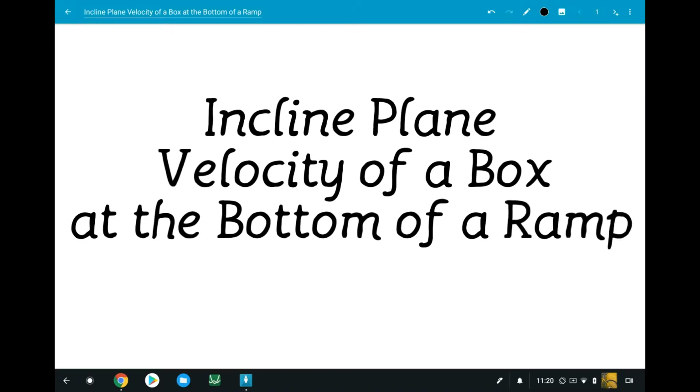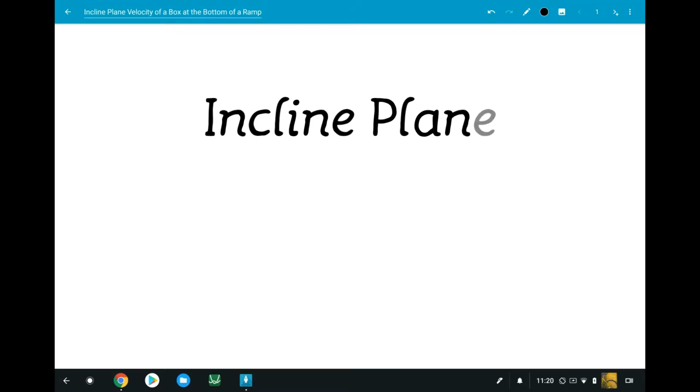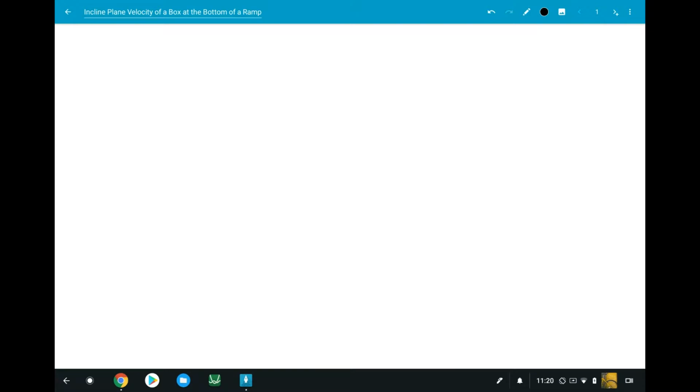This is part three of a four-part series. We're going to take information from part two and determine the final velocity of a box sliding down a ramp. So at some angle theta, we have a box that's being held up about 5 meters away from the bottom.